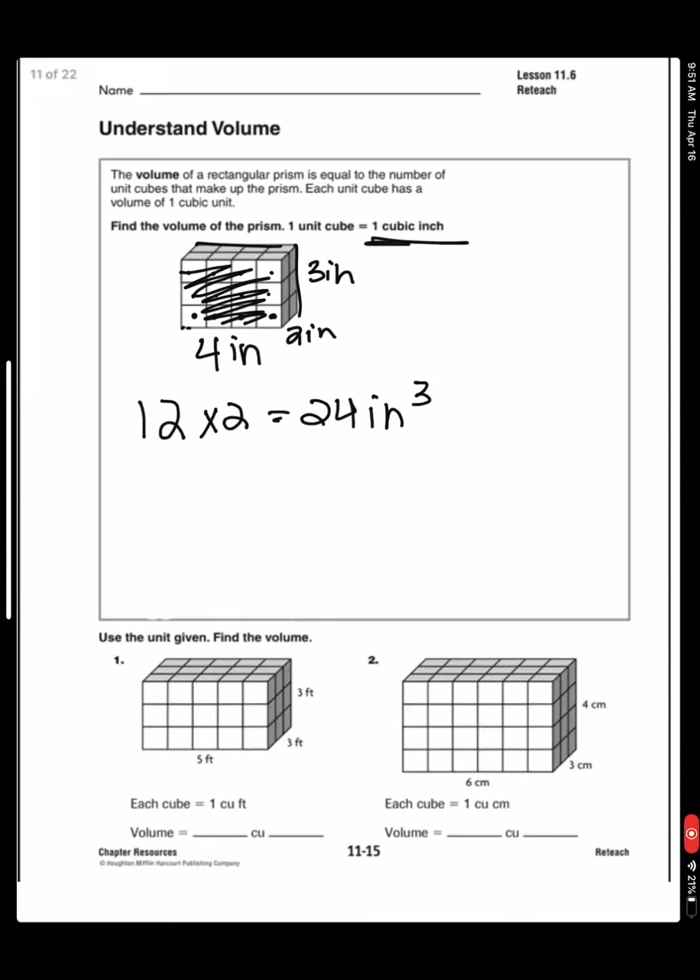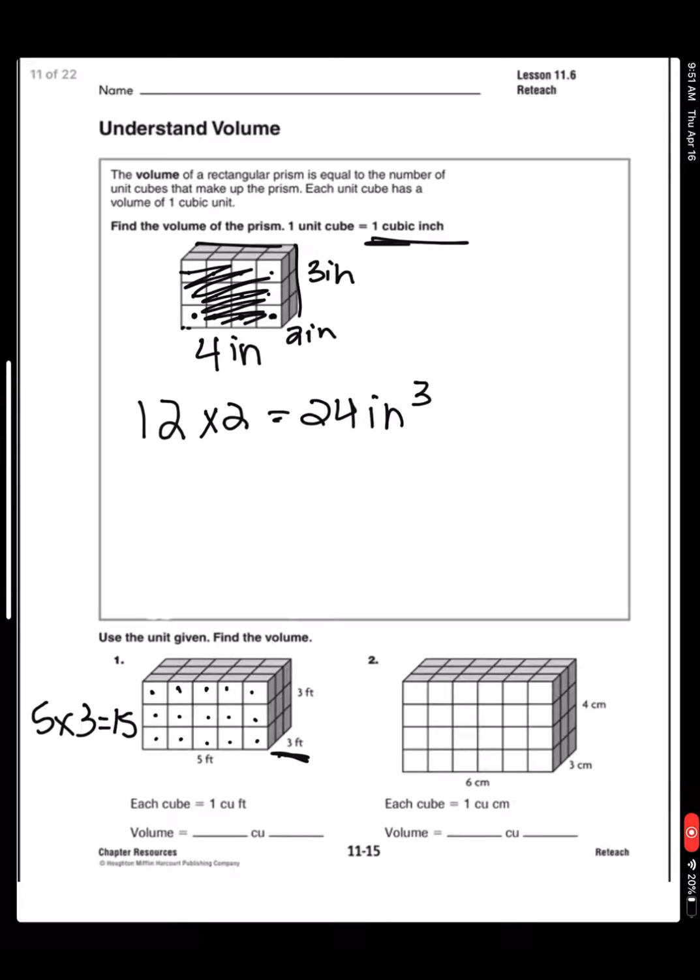Next, we're going to work down here for number 1. They have already given our measurements for us, so we can go ahead and count the first face of cubes that we see. 1, 2, 3, 4, 5, 6, 7, 8, 9, 10, 11, 12, 13, 14, 15. Another way to do this is you can do 5 times 3, the length times the height, and it will also give you 15. Now we have to see how many of these rows of 15 are there.